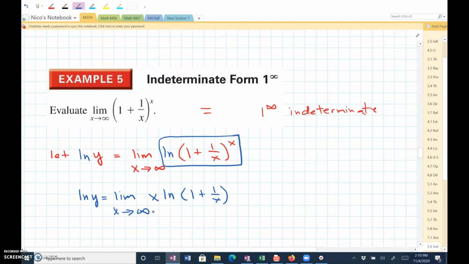And now we can try to evaluate the limit. With direct substitution, this would be infinity. This would be the natural log of 1, because that goes to 0. This would be times 0. This is indeterminate.